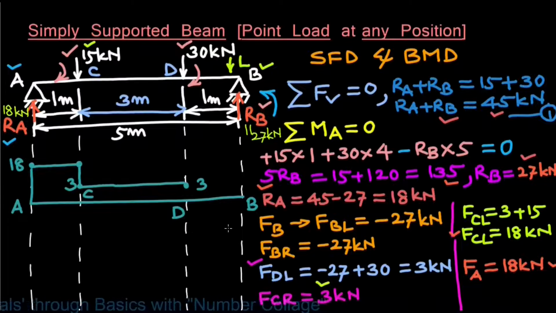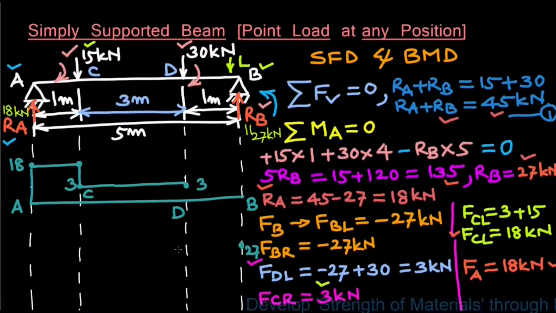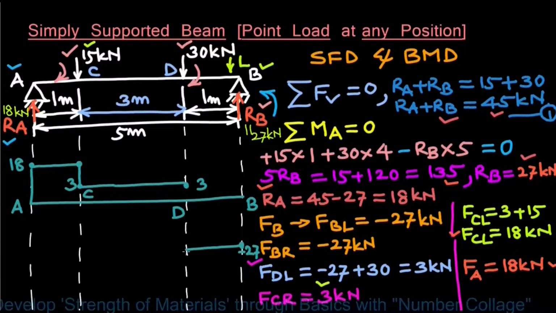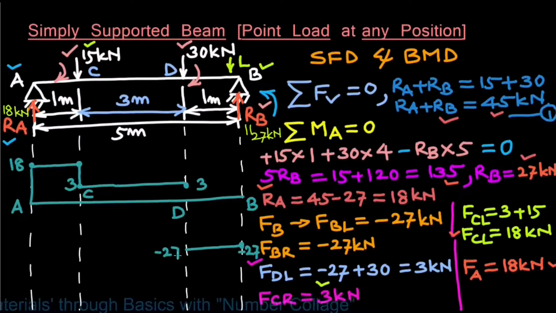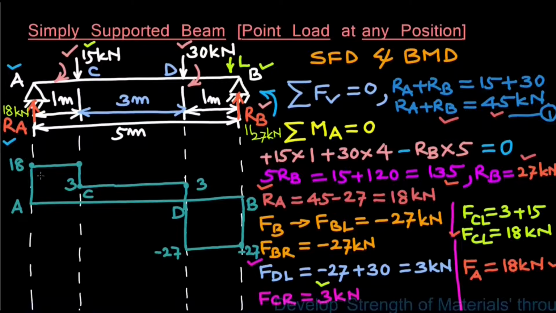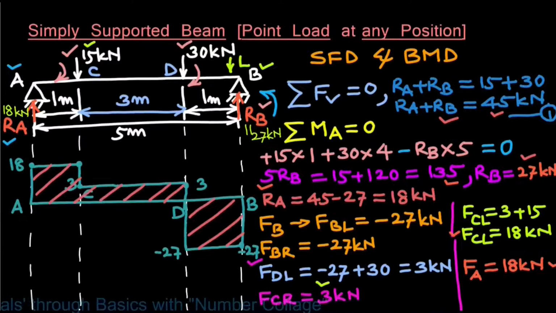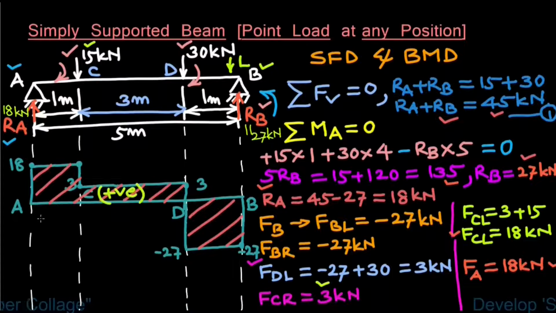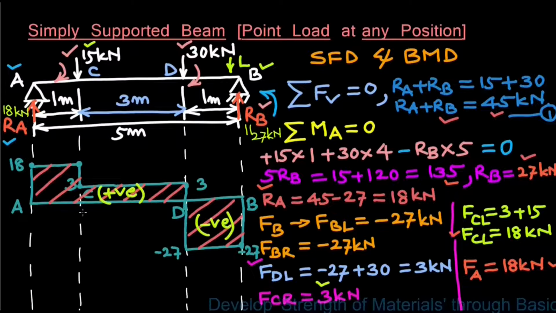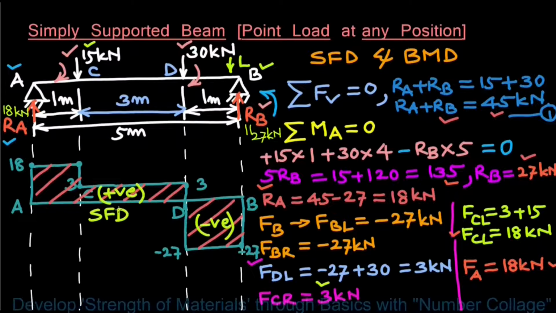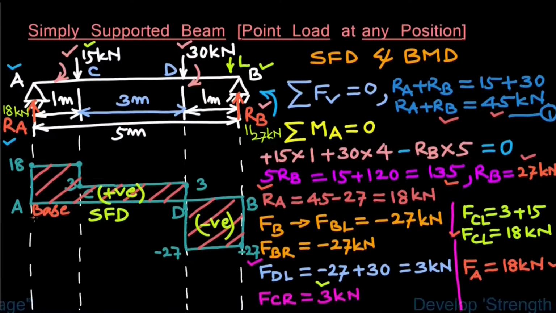Then shear force at point B is minus 27, let it be here, and shear force to the right of point D will also be minus 27. So the shear force curve will be horizontal from minus 27 to minus 27. So this will be the shear force diagram, positive from A to D and negative from point D to B. So this is the shear force diagram and this is the baseline.